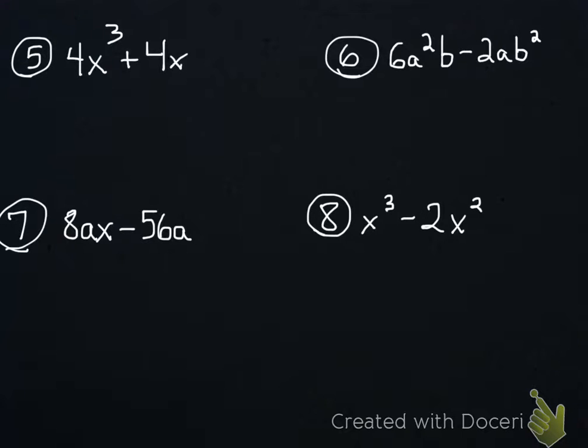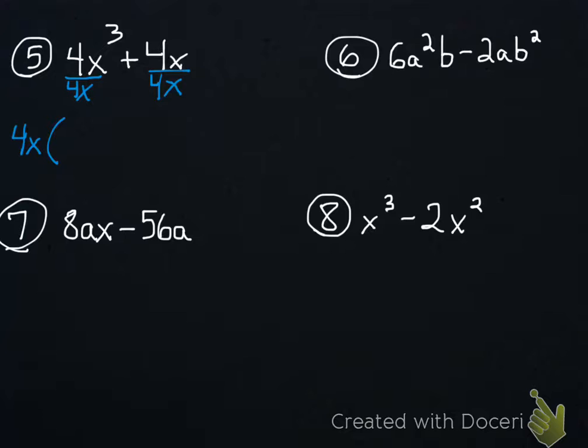Number 5. Well, number 5, the first thing I notice is that there's 2 4s. So each term has a 4. Obviously, I can pull out a 4. Then I look at my x's. I have 3 x's in the first term, 1 x in the second term. So we pick the lowest number. So I can only pull out 1 x. So 4x is the GCF.